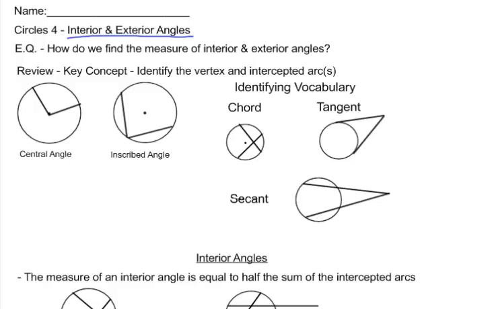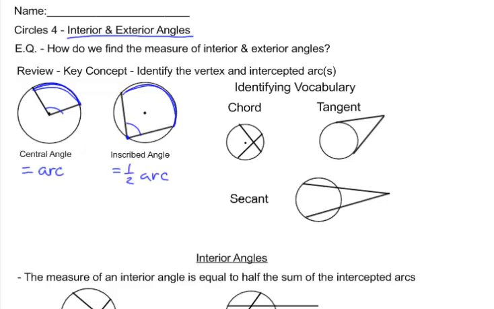So the key concept that we have, just from review, is identify the vertex and the intercepted arcs. In our first one here, here's our vertex, here's our intercepted arc, and that's called a central angle, and of course we know that that equals the arc. And then our second concept that we've been working on the last couple days is inscribed angles, where the vertex is on the circle. Here's our angle, here's our intercepted arc, and an inscribed angle equals half the arc. And of course we want to keep in mind that to find the angle we take half of it, to find the arc we double it.